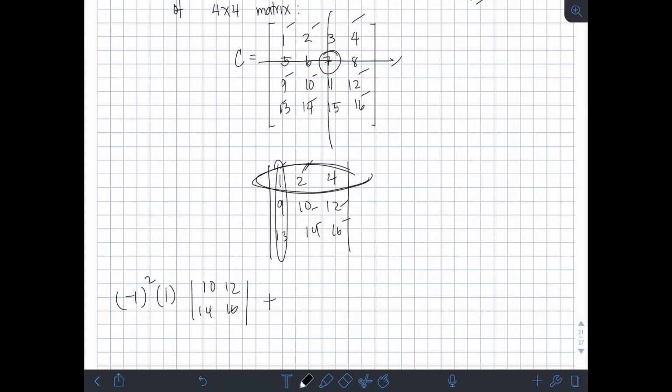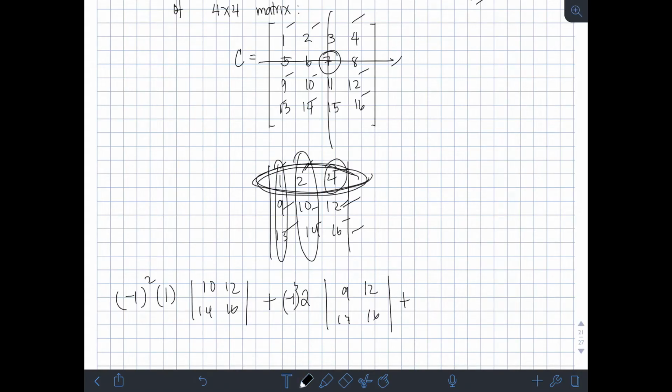Plus dito naman sa element 2, times yung cofactor niya. So, cross natin yung column 2 tsaka row 1. Ang natirang element is 9, 12, 13, 16. And then, multiply sa negative 1 raised to, dahil ang element natin is 1, 2, so, 1 plus 2, or 3.